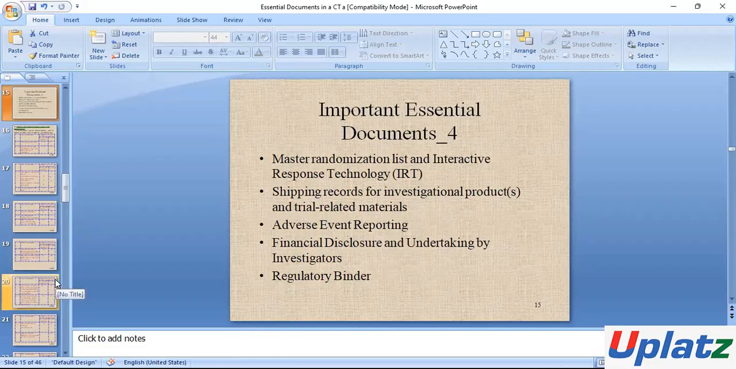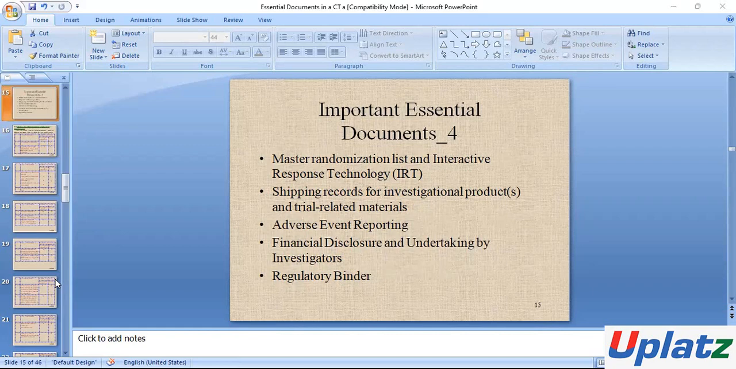Next comes the shipping records for investigational product. So it is important to note that shipping records should be kept for a specified period of time as defined by applicable regulators or the study protocol and should be readily retrievable upon request. Very important is adverse event reporting. So, whichever adverse events are seen during the trial have to be recorded and the information should be retrievable.